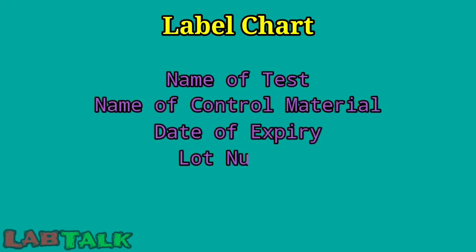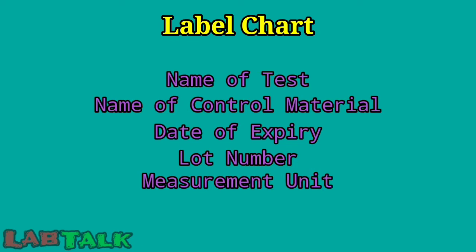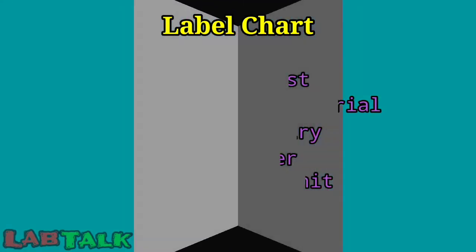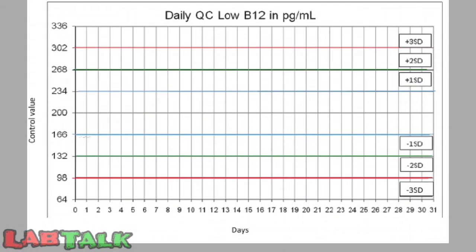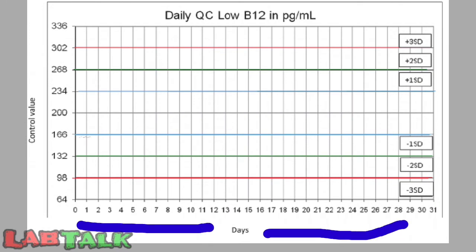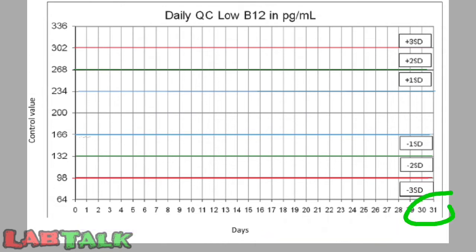While plotting a LJ chart, first label the charts. It should include the name of the test, name of the control material, the date of expiry and the lot number. Measurement unit of the measurand should also be included in the control charts. Now the horizontal or x-axis represents time and typically it should be extended up to 30 days per month or 30 runs per month. Divide the x-axis into evenly sized increments and number them sequentially from 1 to 30. Label the x-axis as day.